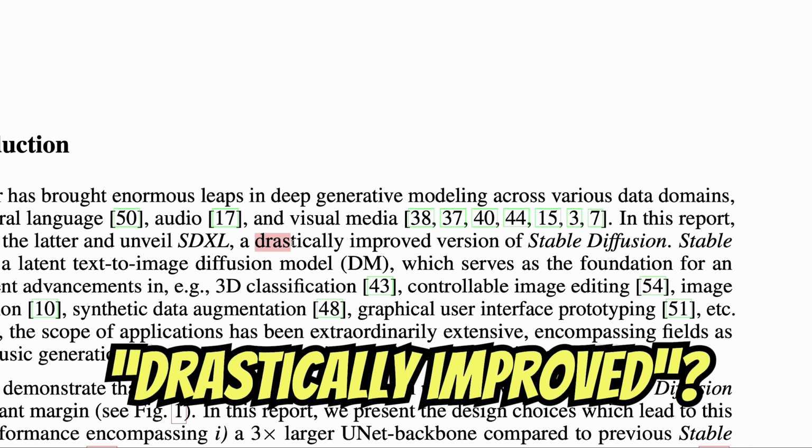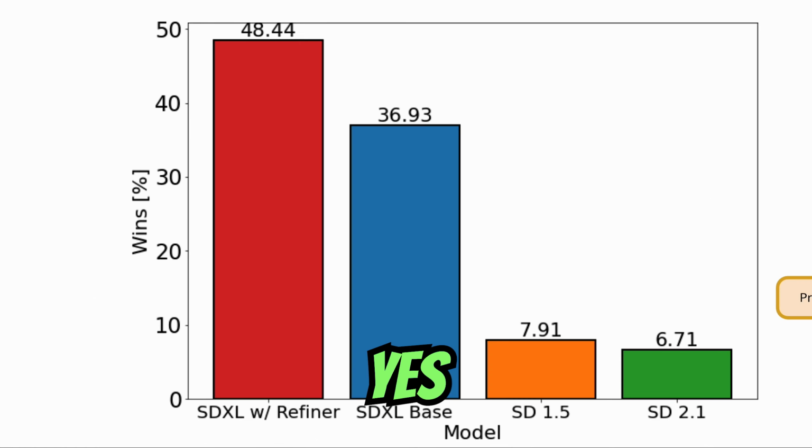But is it really drastically improved? Yes, according to their user preference study. Compared to Stable Diffusion 1.5 and Stable Diffusion 2.1, the SDXL base model is significantly preferred. Adding in the refiner stage makes things better still. There aren't many details in the report about how this study was conducted, but still, these bars certainly look much taller. Let's look at the key ingredients that drove these performance gains.